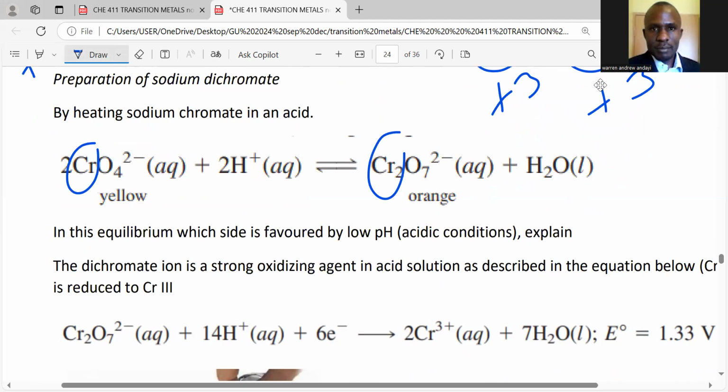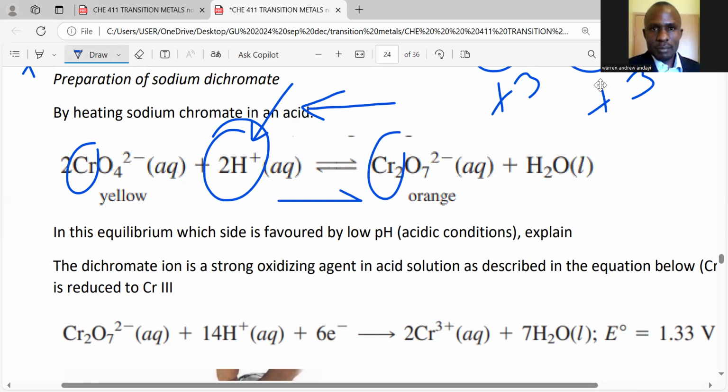So if you put more acid, of course, all of us know Le Chatelier's principle. If you put more acid on that side of the equation, it will push it that way. If you put in a base, what will happen? It means the base will be consuming your acid, and therefore the equilibrium will be pushed in the opposite direction.